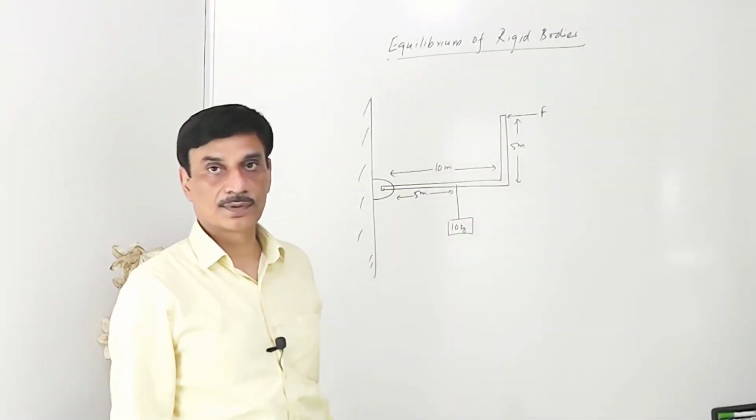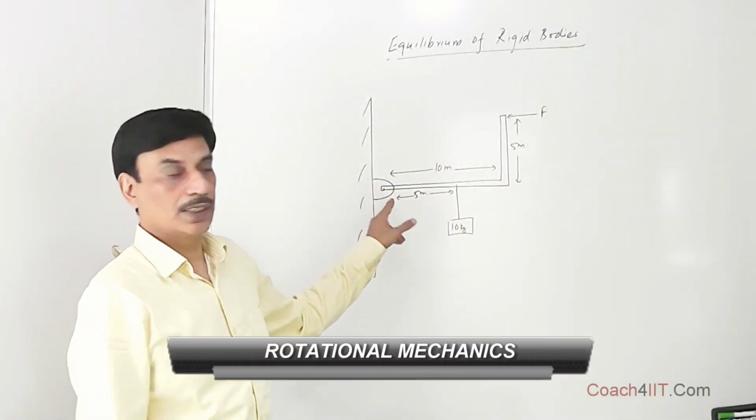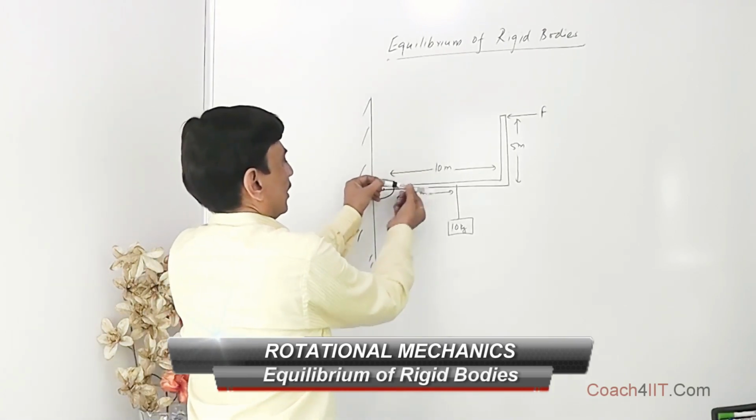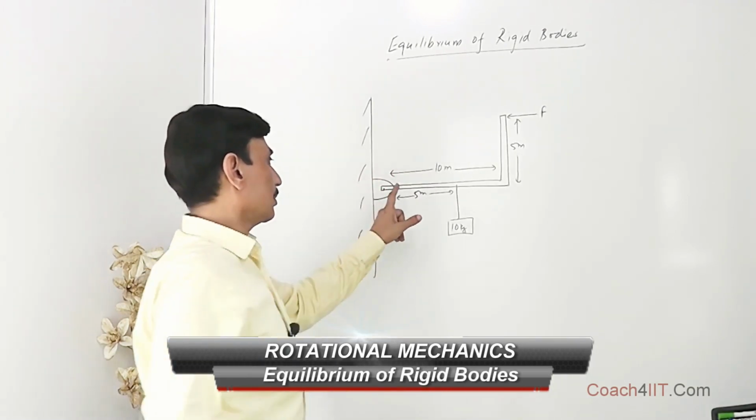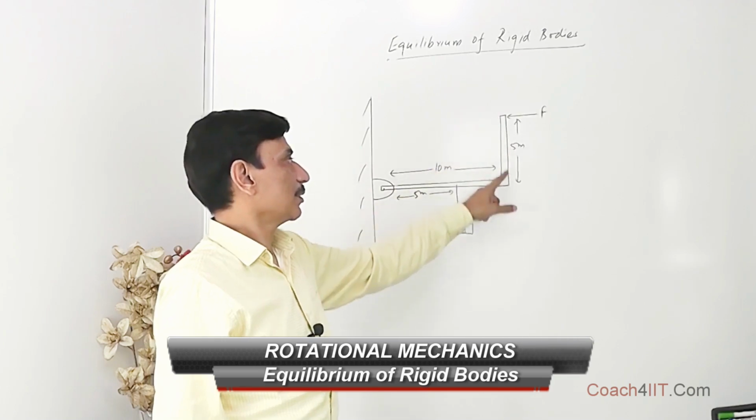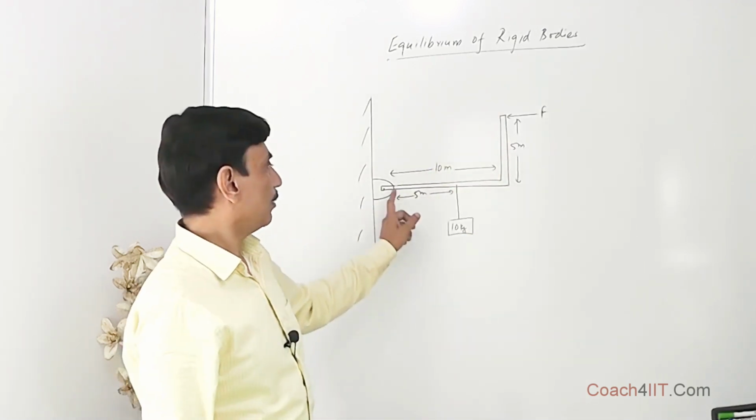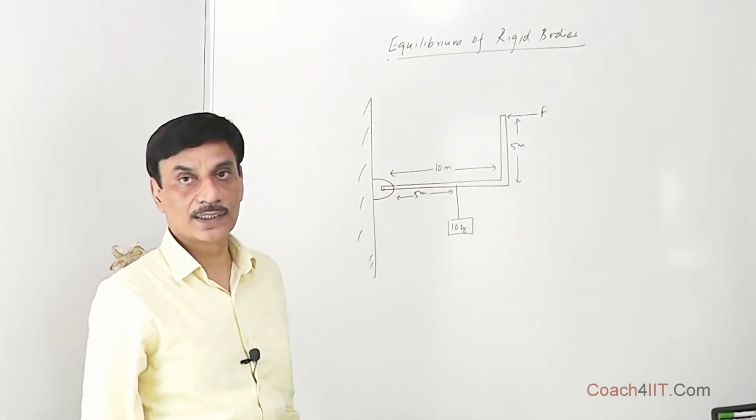L-shaped rod. This is a pin jointed over here. That is, it can rotate like this. It can rotate like this. This is 10 meter length and this length is 5 meter. In the middle of this, there's a 10 kg mass hanging.